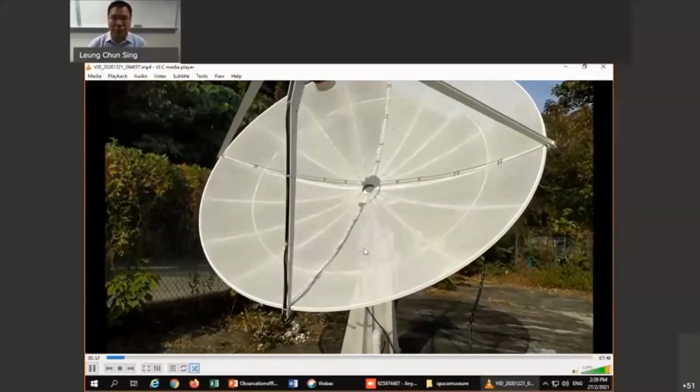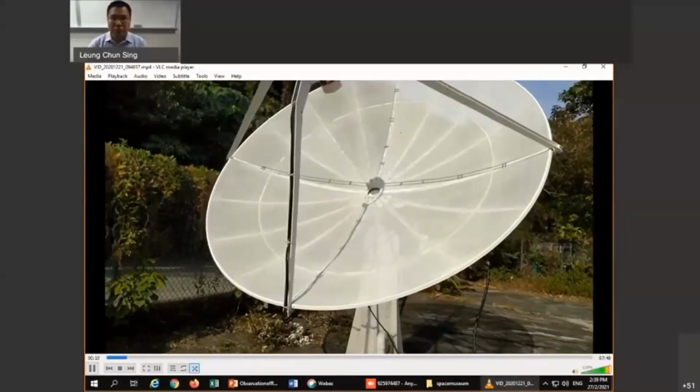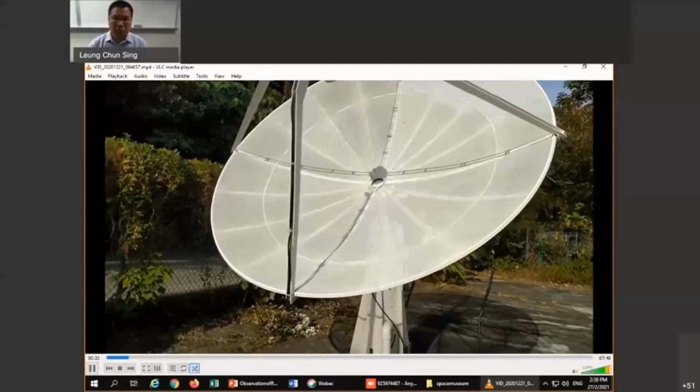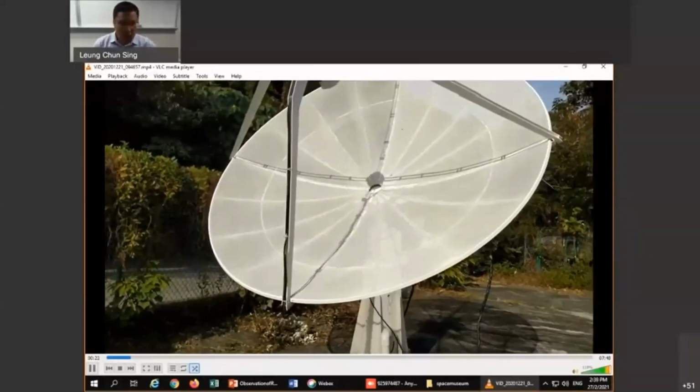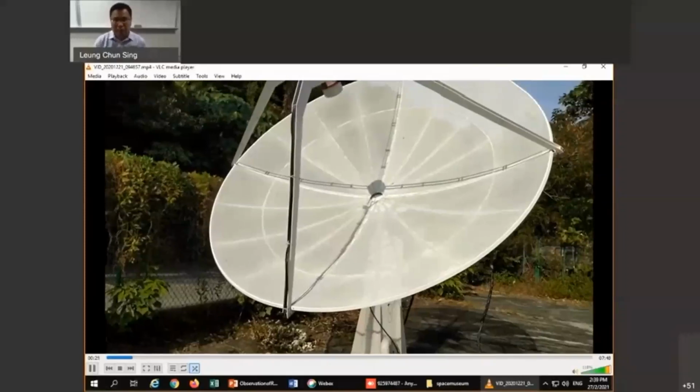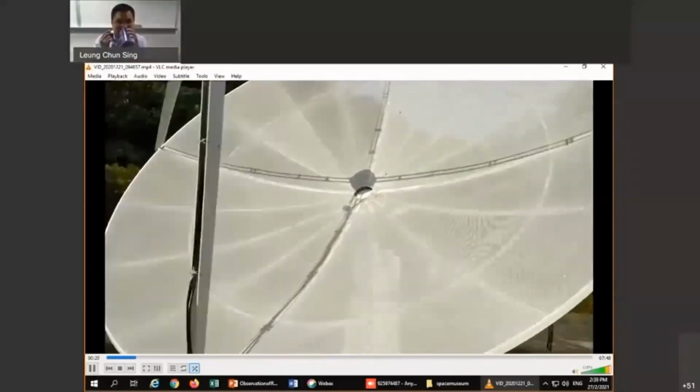Can you see the telescope which is moving? Yes, we can see the video. Okay, thank you.